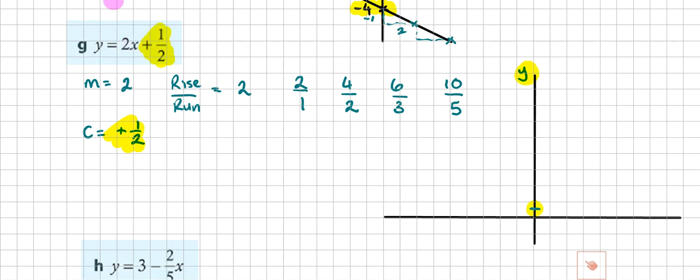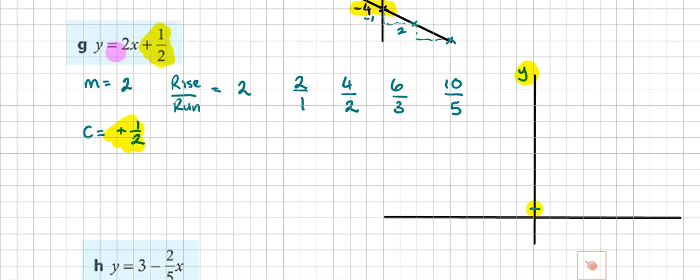The initial condition is what happens if I put x is 0 into that. If I put x is 0 there, what does 2 times 0 become? 0. So I end up with 0 plus 1/2. So y would be 1/2 when x is 0. Why are you saying m and c? Never mind. Got it? How do you get 2 to 0?